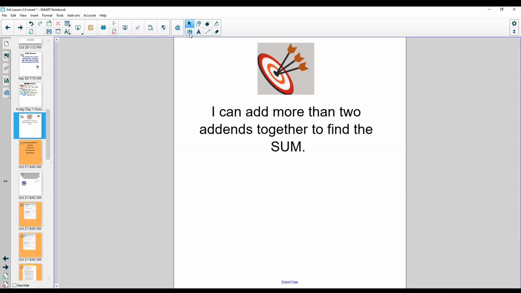Hi, third graders. Today we are doing math, and let's look over our learning target. I can add more than two addends together to find the sum. Remember, the word sum means to add two things together, and then you find the sum. The sum is the answer. The addends are the two numbers you added together.